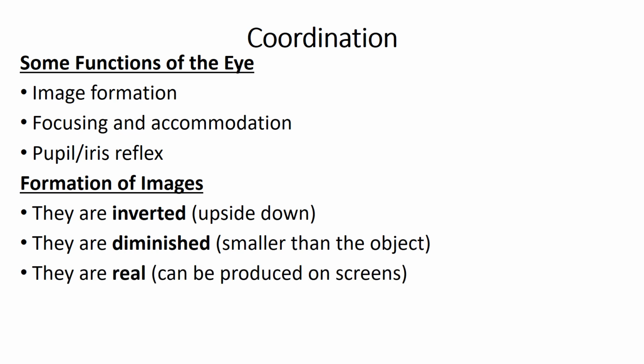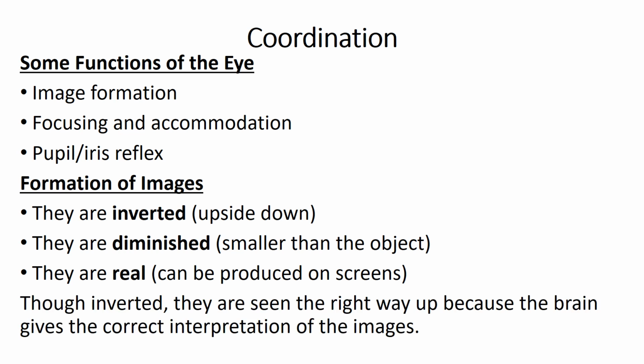Also, these images are real. What it means by being real is they can be produced on screens. So, like I said, even though the images are inverted, they are seen the right way up because the brain gives the correct interpretation of the images. So even though the images appear to be upside down in your eye, your brain is going to interpret them as being right way up.